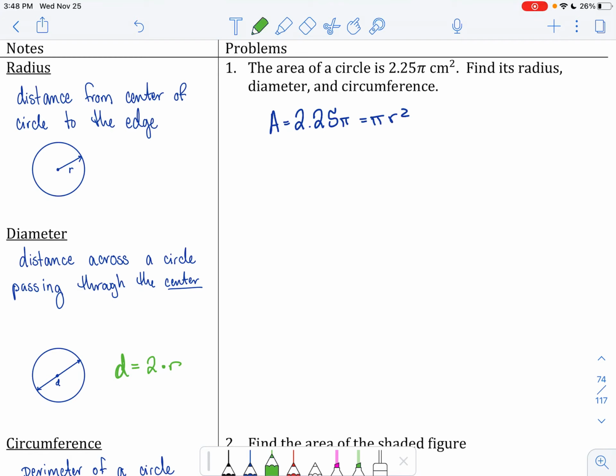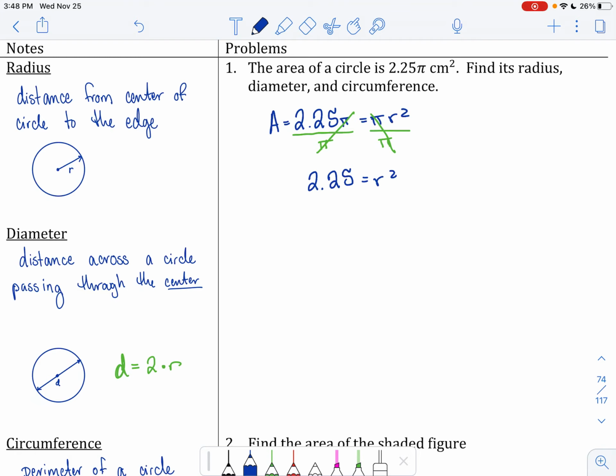This is why it's helpful to leave things in terms of pi. The first thing I'm going to do is just divide both sides by pi, since I want to get the radius by itself. Immediately, since there was a pi on both sides, I end up with 2.25 is equal to r squared. Great example of why leaving things in terms of pi is great.